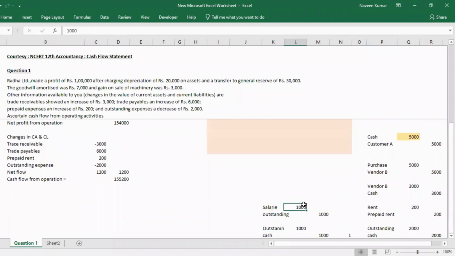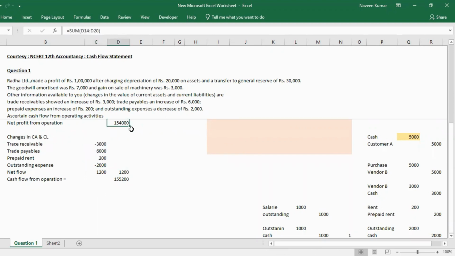See, this outstanding salary 1,000 outstanding. This is a liability. So as per our formula, there is an increase in accounts payable or increase in liabilities, so there is an increase in cash. Here they are telling expense is decreasing. So decrease in our current liabilities, decrease in cash. So you are minus 2,000. Once all these changes are applied, what is the net flow? 1,200. So this much cash inflow is happening, this much outflow is happening. So a net of 1,200 of inflow is there.